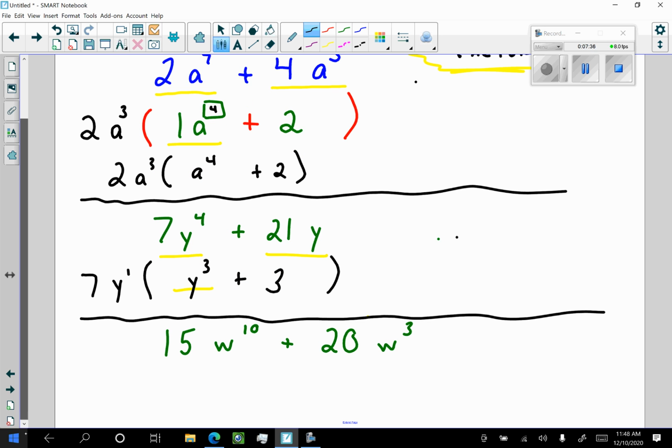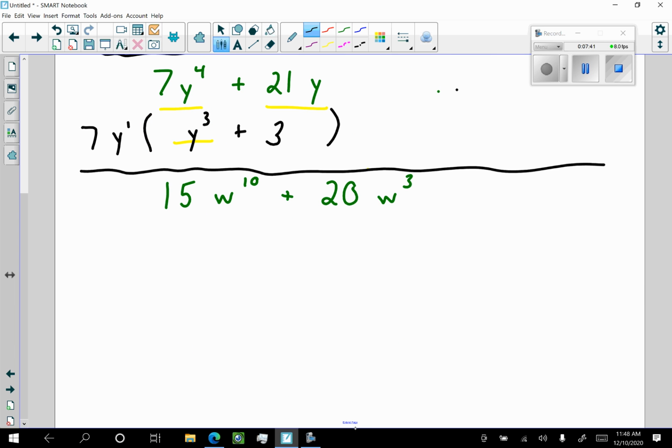So let's do another example here. We have 15w to the 10 plus 20w cubed. There's 2 terms, so right away I'm going to write parentheses down below that. And I want to factor out the greatest common factor. You're going to get the hang of this pretty easy. This factoring out greatest common factors is much easier than factoring quadratics. And you'll get the hang of that.